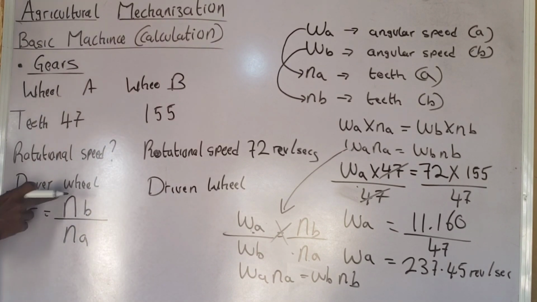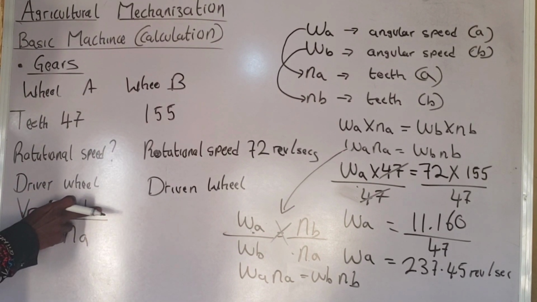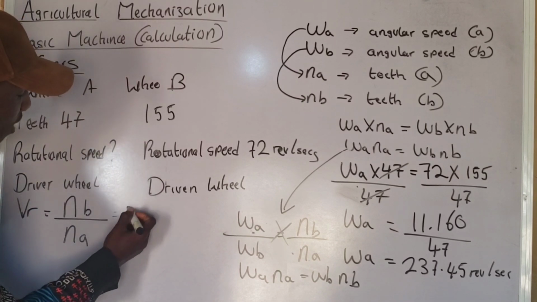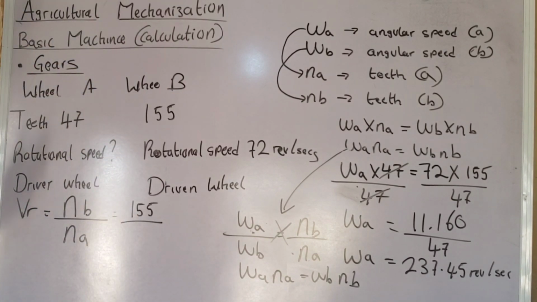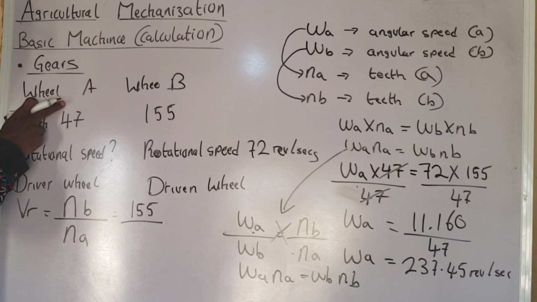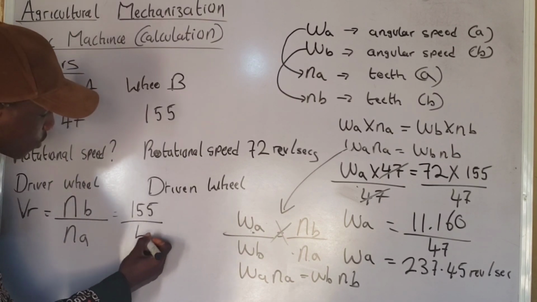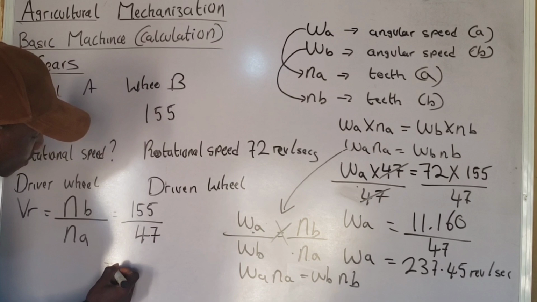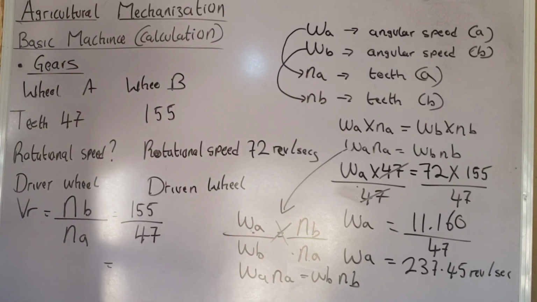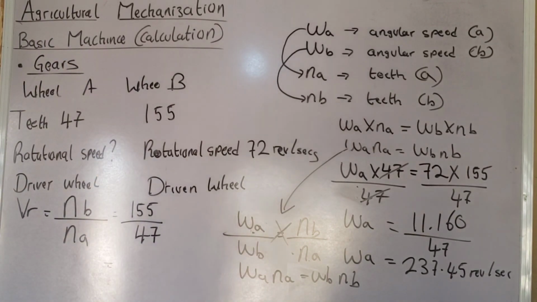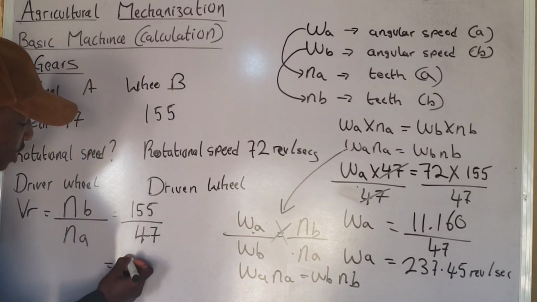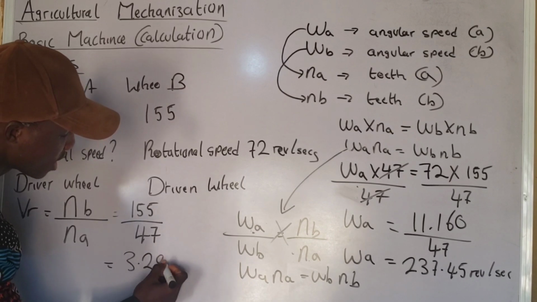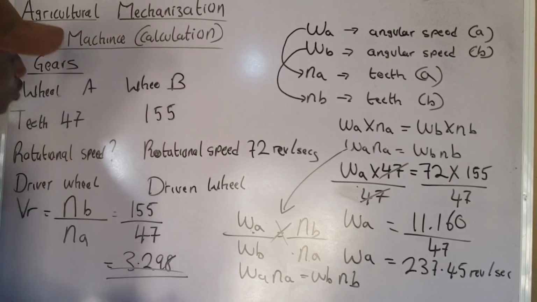The driven wheel is wheel B, so the number of teeth of wheel B is what? 155. So I'm going to have 155 all over the number of teeth of the driver wheel. The driver wheel is wheel A. The number of teeth is what? 47. So 155 over 47. 155 divided by 47 is 3.298. Hence the velocity ratio is 3.298. You understand? That is the solution to that question.